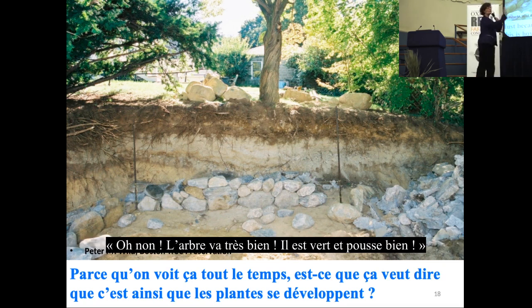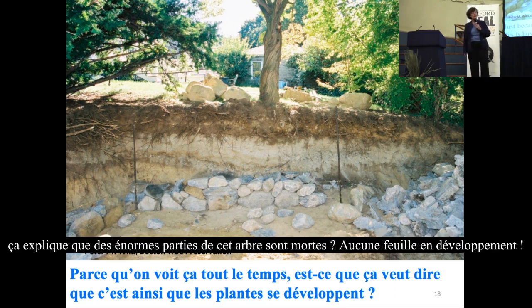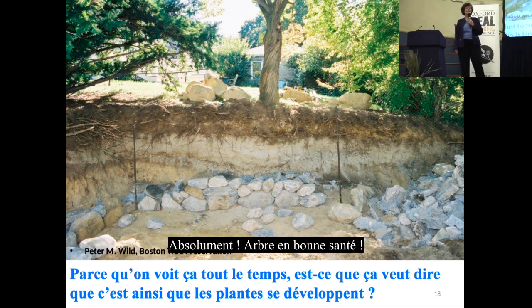Oh no, the tree's perfectly healthy. It's green, it's growing. Yeah, that explains the scale. That explains the caterpillars. That explains the fact that whole massive parts of that tree are dead. No leaves growing at all. Right, healthy tree. How do you fix this problem?